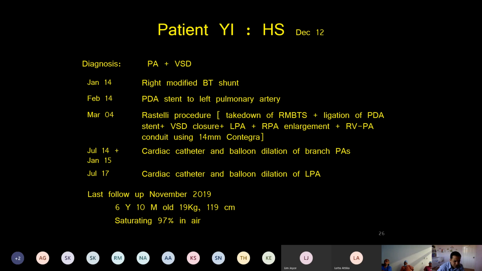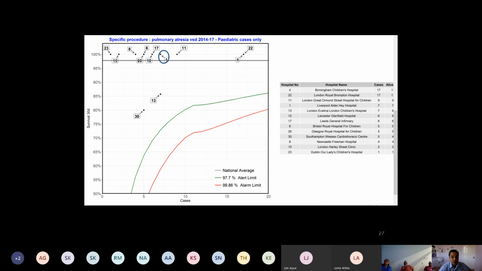I've written the last follow-up. I made a mistake somewhere. No, it's 6 years, nearly 7 years old now, and he's doing pretty well. Does anybody know this patient, Yasir? No. I thought this was very interesting, how to augment the pulmonary blood flow, not only with a BT shunt but also with a PDA stent.